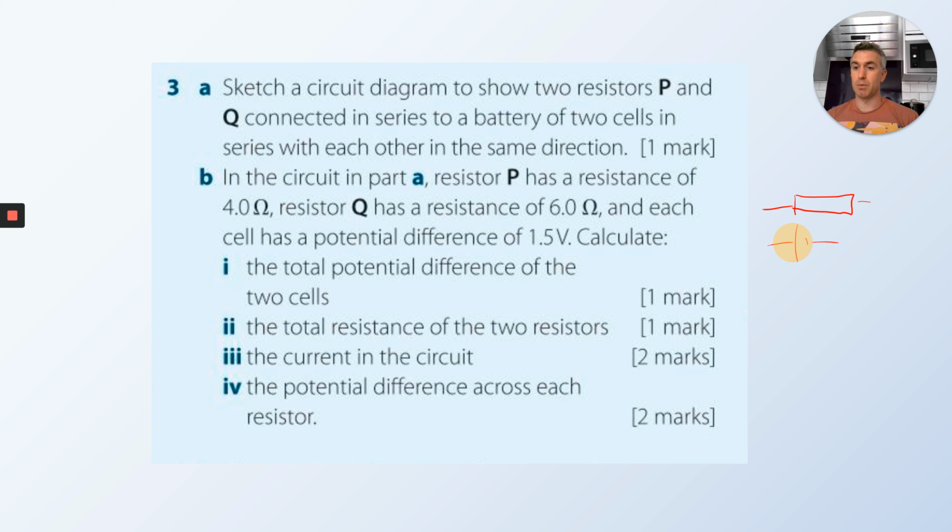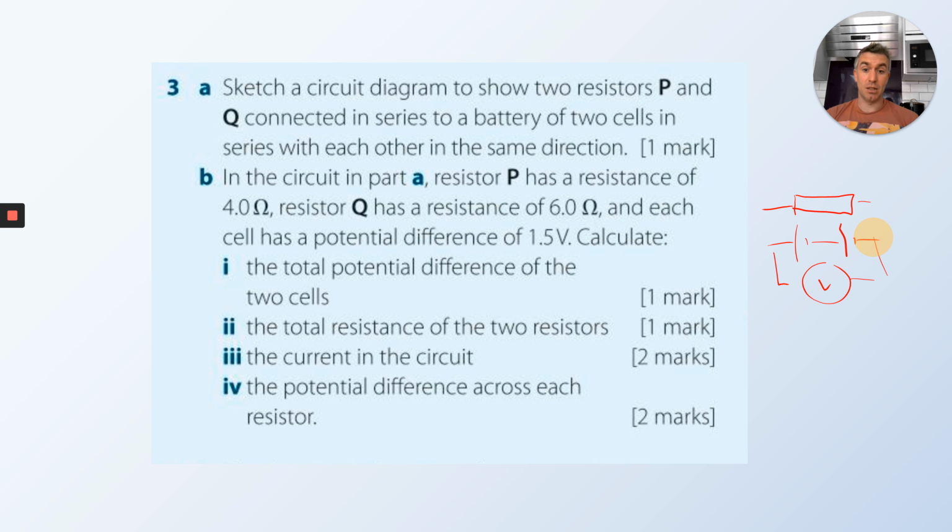There we go, simple. In the circuit for part A, resistor P has a resistance of 4 ohms and Q a resistance of 6 ohms. Each cell has a potential difference of 1.5. Calculate the total potential difference of the two cells. So when you put the two cells next to each other, you make a battery. What is the total potential difference across that? What's the total resistance of the two resistors?